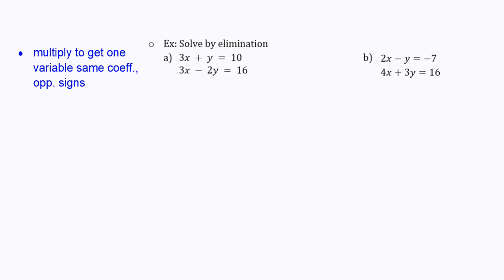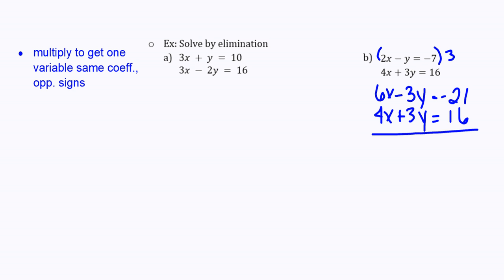And if I want to get one variable the same coefficients, opposite sign, I can choose, let's see, maybe I'll choose this first equation and I'll multiply it by 3, say. So that's going to give me 6x minus 3y is equal to negative 21. The other equation I'm going to keep the way it is. 4x plus 3y is equal to 16. And we'll solve this equation.